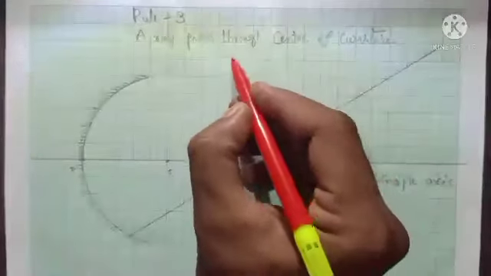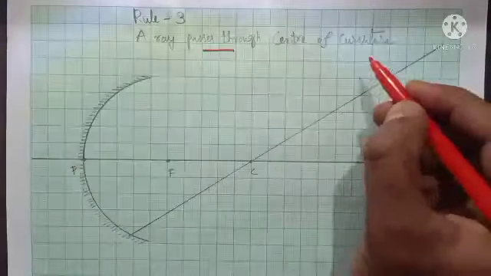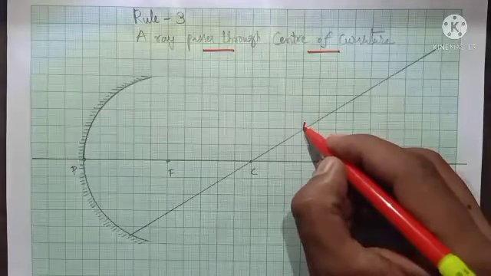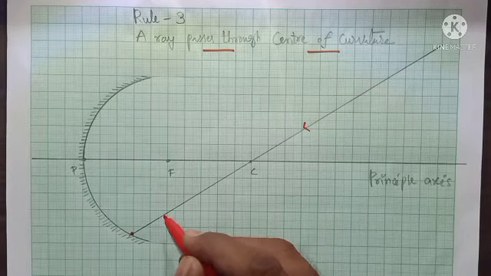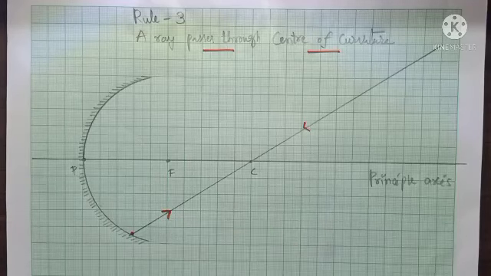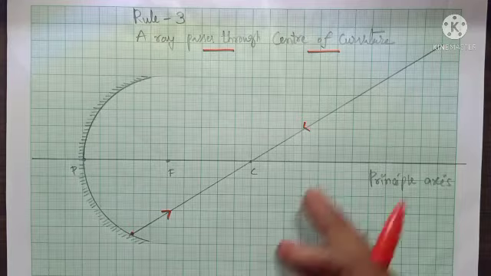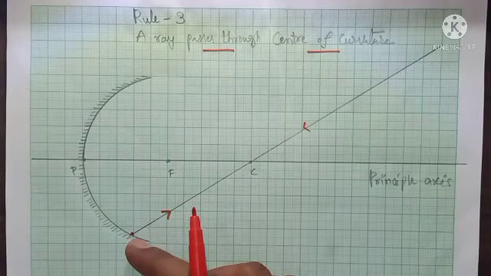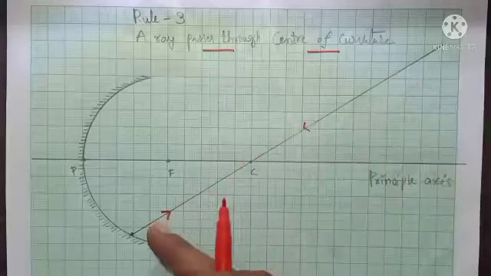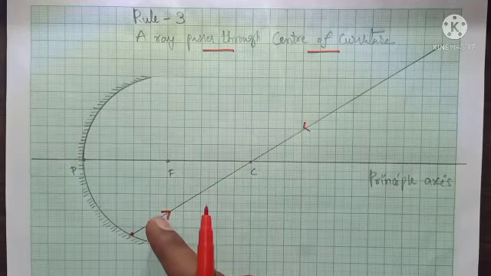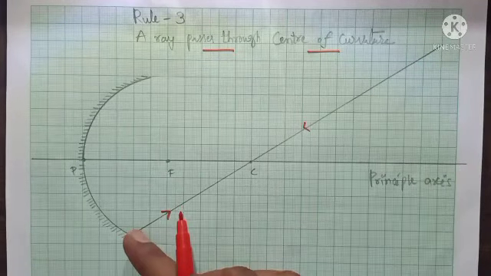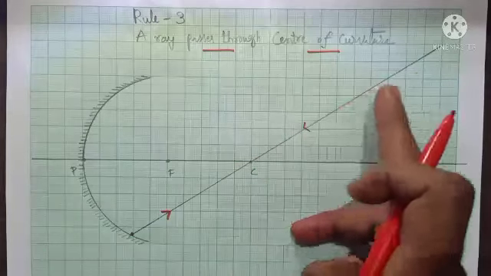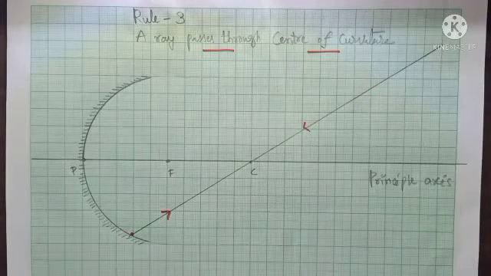Now the rule number 3, a ray passes through center of curvature. After hitting the mirror, it will pass in the same path by which it has struck the mirror. It means it will not deviate, it will follow the same path by which it came to the mirror, and it goes backwards in the same path.